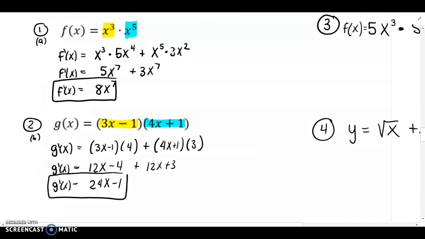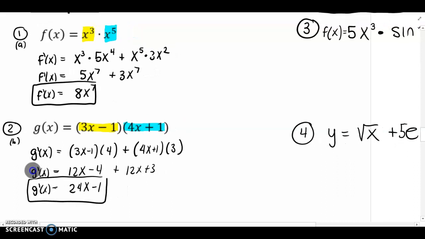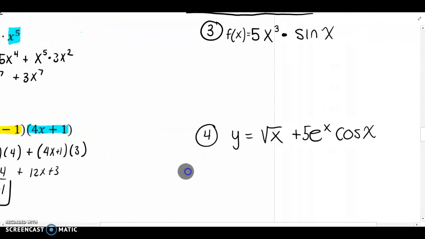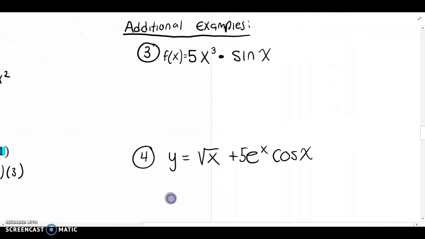Now, these are two examples that I would not use the product rule in real life. Power rule is much easier. So let's look at a couple examples where we have to use the product rule. We have no other choice. And that's these two additional examples.